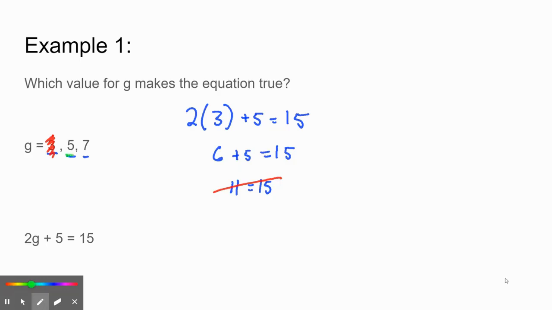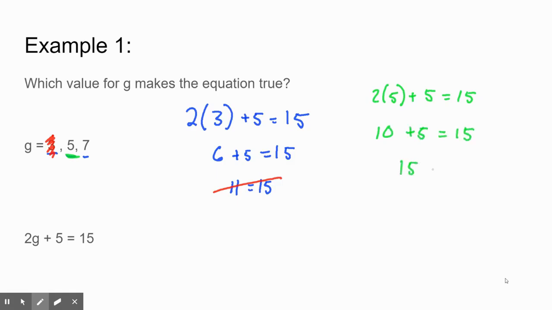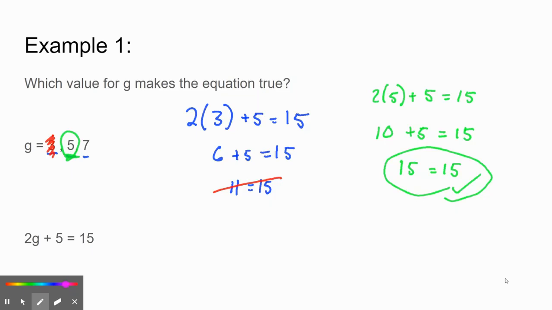Let's try it again for 5 this time. We'll have 2 times 5 plus 5 is equal to 15, maybe. Let's find out. 2 times 5 is 10. We rewrite the rest of our equation. 10 plus 5 is equal to 15. And here's something that's true. 15 is definitely equal to 15. So that one is definitely true. Now, it's unlikely that the last one will be true if the other ones worked. But let's just check it out just to practice a little bit more.